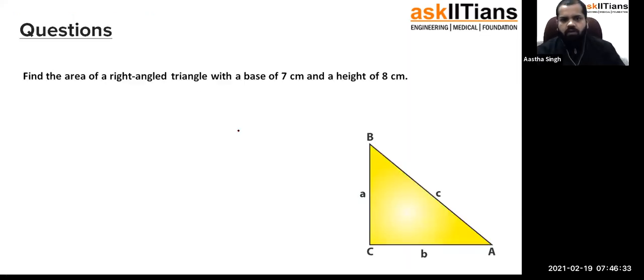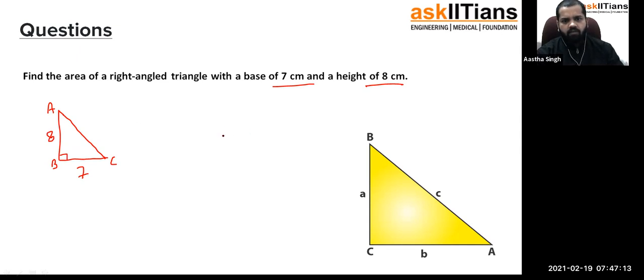We'll move forward. So a question is there for you. Find the area of a right angle triangle with base 7 and height 8. I think it is a very easy question for you. First, just pause it and try to solve it. Suppose the triangle ABC is there, and its base BC is 7 and the height is 8. If this is perpendicular, then your height will be 8.